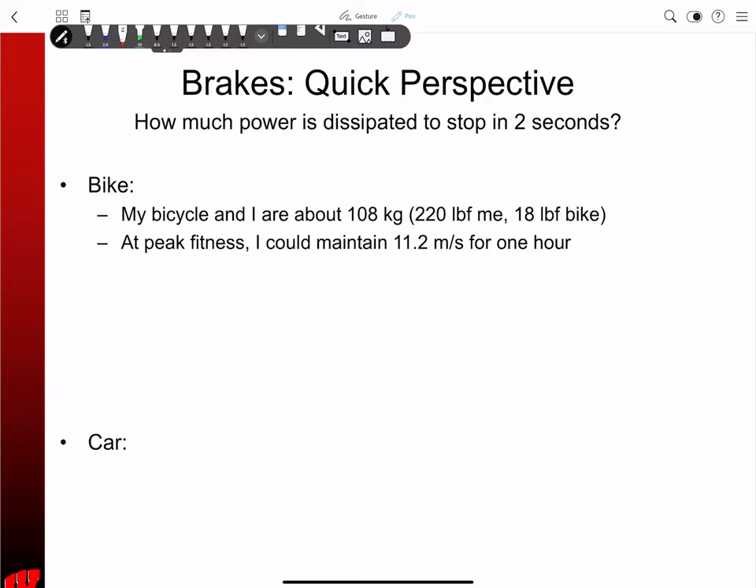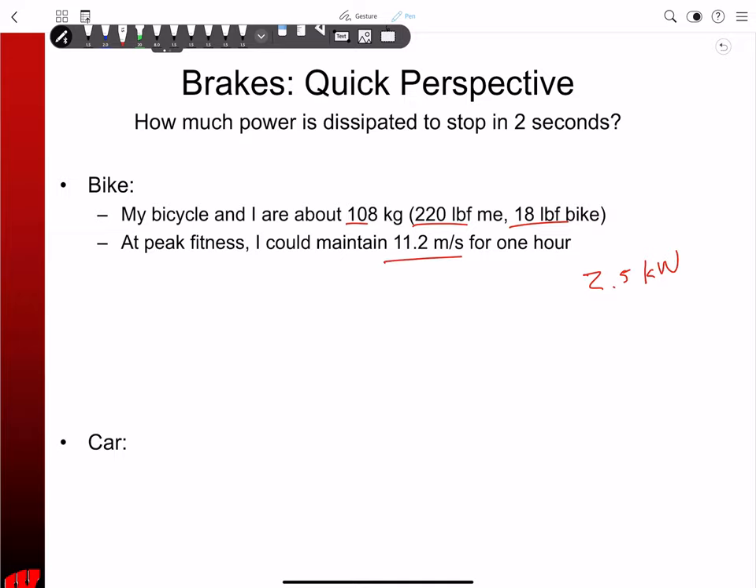It's on the order of, so if I weigh 108 kilograms, 100 kilograms for me, 8 kilograms for my bike, and let's say I'm going 25 miles an hour, and I'm going to come to a stop in 2 seconds, what did this work out to be? This is a thermal problem, but it's about 2.5 kilowatts. A lot of kinetic energy is getting converted into heat very quickly when I stop my bike.